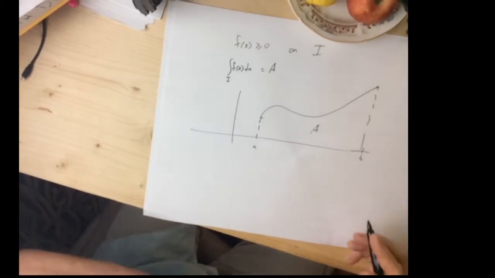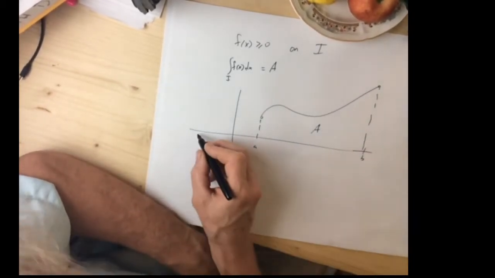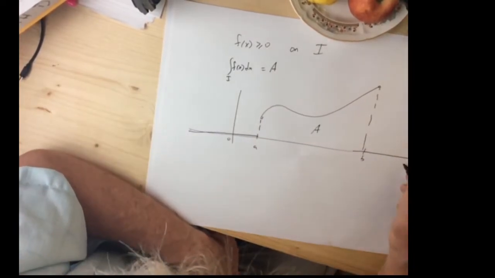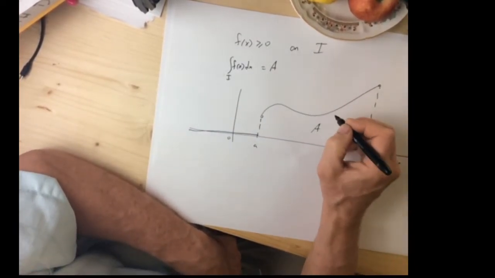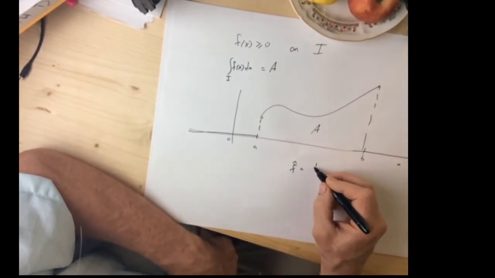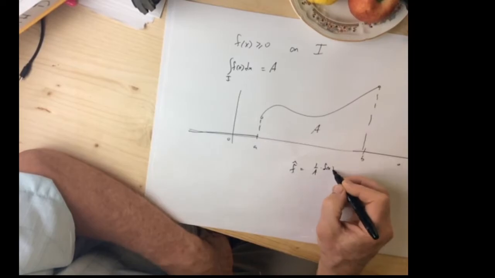Works out nice. Now I define a new function that is 0 to the left of A, 0 to the right of B, but on this interval I'm going to make it 1 over the area times f of x.